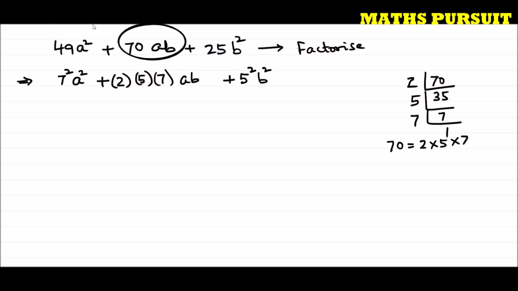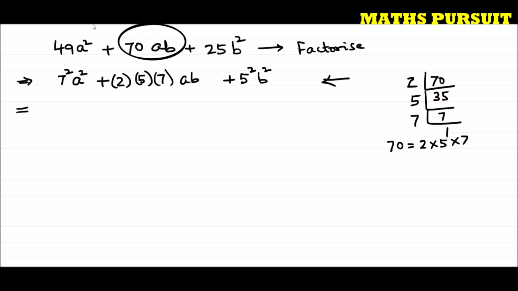So what we got now, after breaking down 49a to the power 2 plus 70ab plus 25b square, is 7 to the power 2 a to the power 2 plus 2 into 5 into 7ab plus 5 to the power 2 b to the power 2.